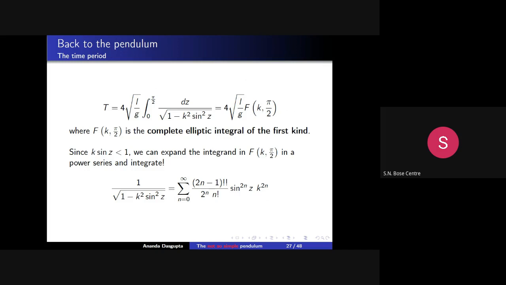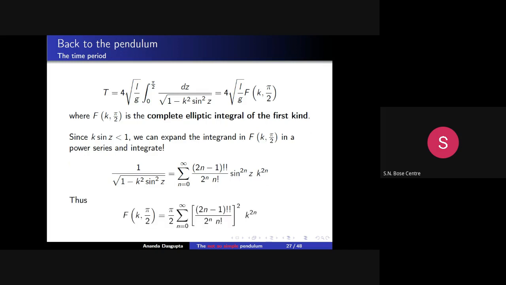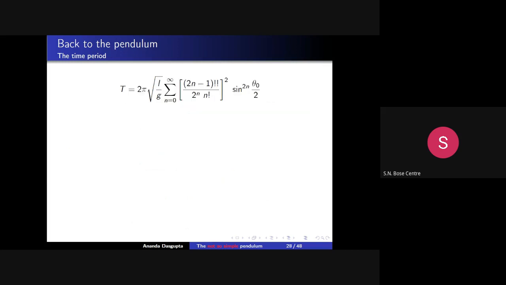And it so turns out that the integral of sine to the 2n z, when you integrate it from 0 to pi by 2, happens to be exactly the same as this factor in front. Okay, so this is what F of k comma pi by 2, this integral, really is. And when you put that back, this is what the formula looks like.